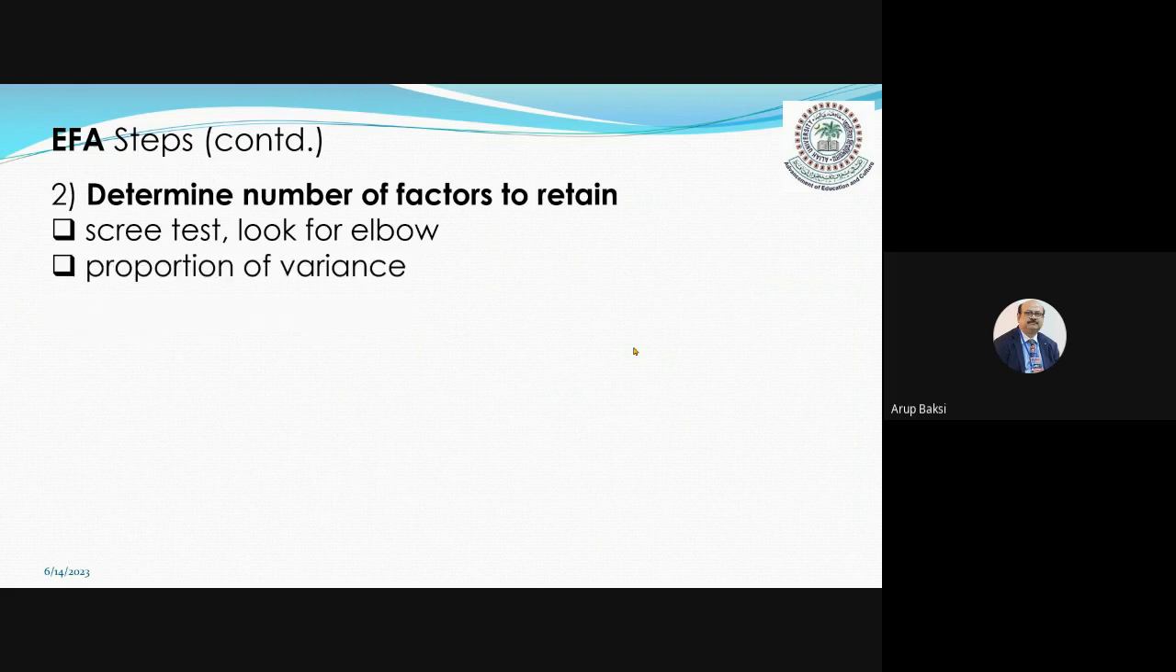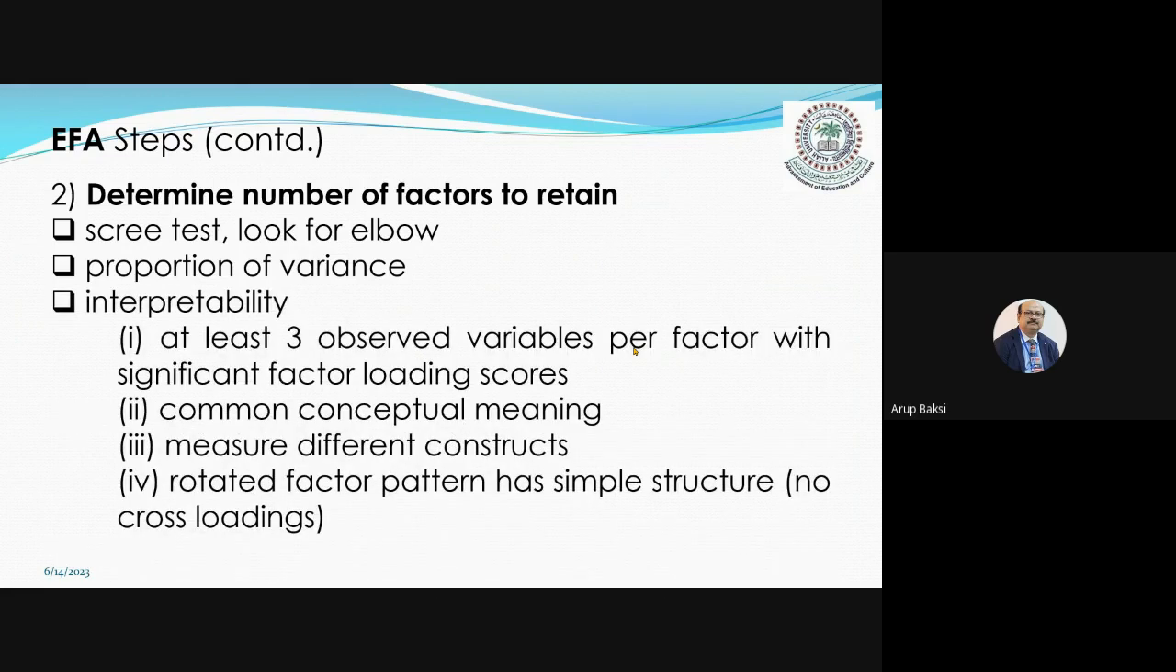Look for the proportion of variance. We normally look for the total variance explained by the factors. And the interpretability takes into consideration 4 issues. Number 1, at least 3 observed variables per factor with significant factor loading scores. Now, this particular logic, we will try to understand when we will take up confirmatory factor analysis. How many observed variables per factor? Because a lot of scholars, a lot of students are having this question in their mind, that to define or to interpret a particular factor or to identify a particular hidden factor, how many items are required?